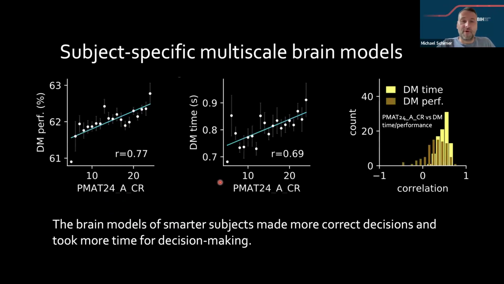And now, when we couple the small scale circuit with the large scale brain network model, we see that indeed the brain network models of our 650 subjects do what their empirical counterparts do. So these are really digital twins. The brain models of smarter subjects made more correct decisions and took more time for decision making.